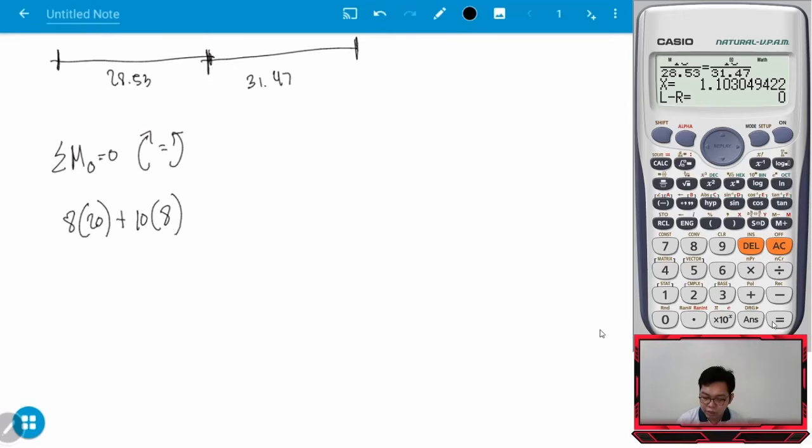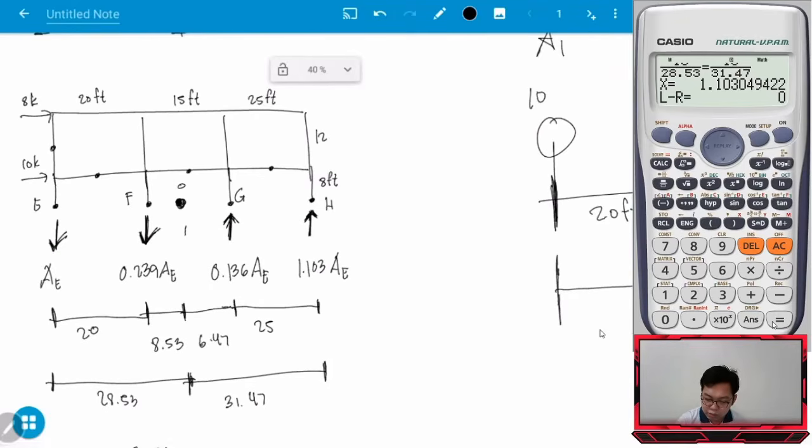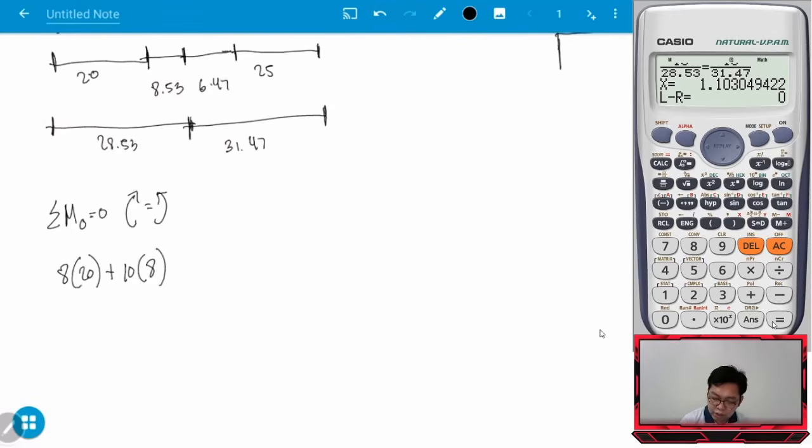Saan galing yan? Dito yan ha? Sa 8 kips ito, at saka sa 10 kips. Yan ha. And then yung moment arm nila from point O dito sa gitna is 20 at saka 8. Okay? So again guys ha, dito tayo nag-moment, sa intersection between the neutral axis. Okay? Yung neutral axis na yan at saka itong sakat. Diyan tayo nag-moment. So anyway, ang counterclockwise moment guys is yung mga axial forces natin.